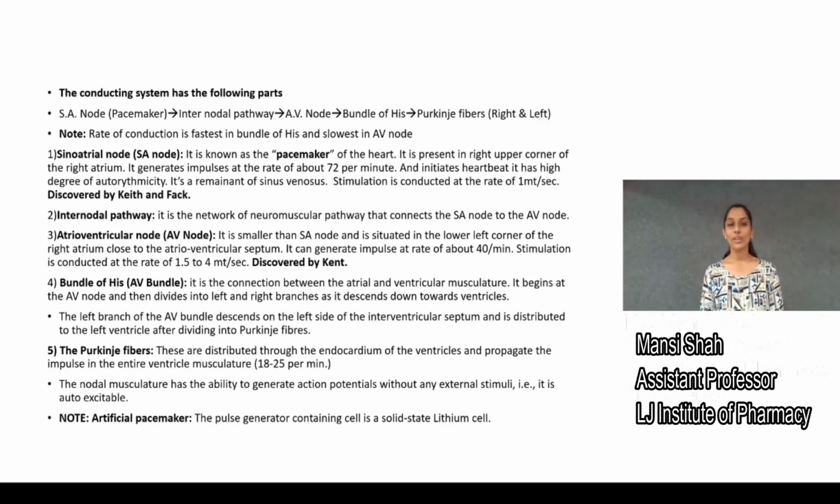Next is the bundle of His, that is the AV bundle. It is the connection between atrial and ventricular musculature. It begins at the AV node and then divides into left and right branches as it descends towards the ventricles. The left branch of the AV bundle descends on the left side of the interventricular septum and is distributed to the left ventricle after dividing into Purkinje fibers. Next, the Purkinje fibers are distributed throughout the endocardium of the ventricles and propagate the impulse in the entire ventricular musculature. The nodal musculature has the ability to generate action potentials without any external stimuli. It is auto-excitable.